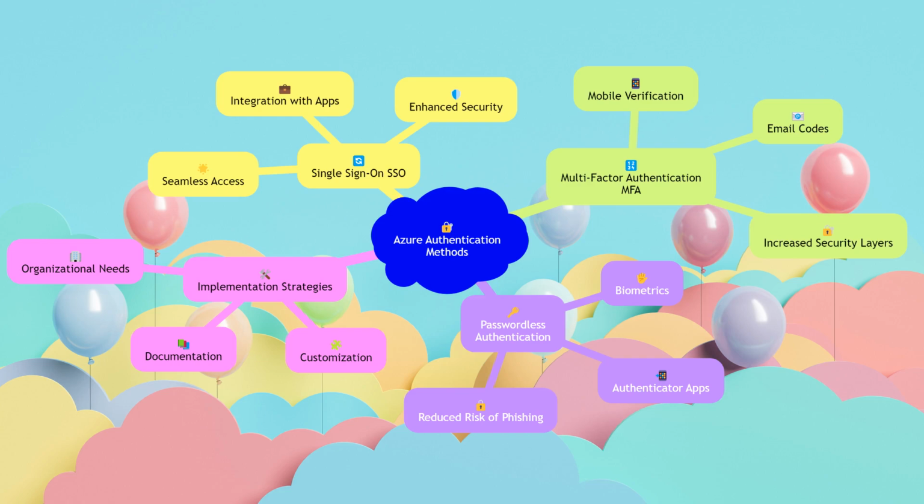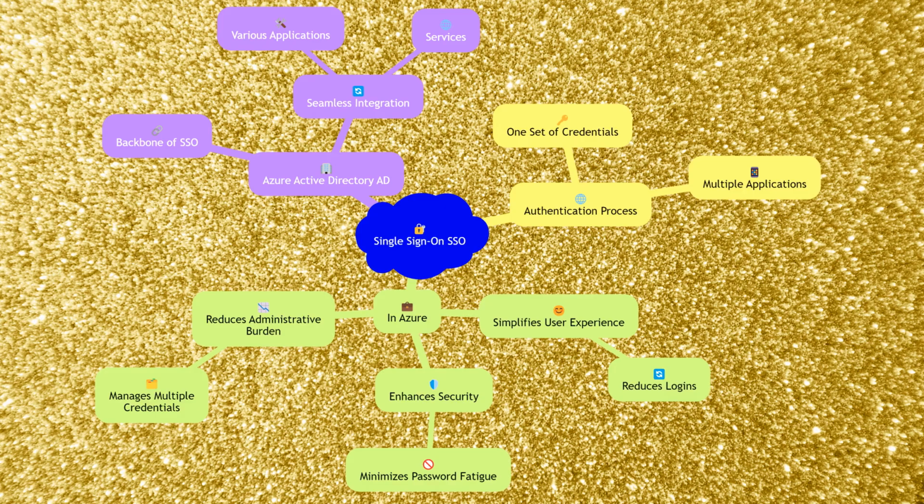the Azure ecosystem. Single sign-on (SSO) is an authentication process that allows users to access multiple applications with one set of login credentials. In Azure, SSO simplifies the user experience by reducing the number of times users need to log in. It enhances security by minimizing the risk of password fatigue and reduces the administrative burden of managing multiple credentials. Azure Active Directory (AD) is the backbone of SSO in Azure, providing seamless integration with various applications and services.